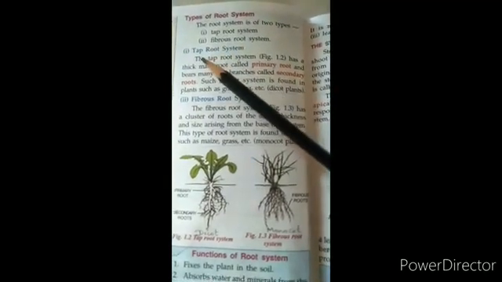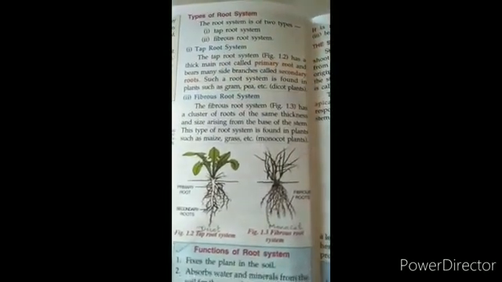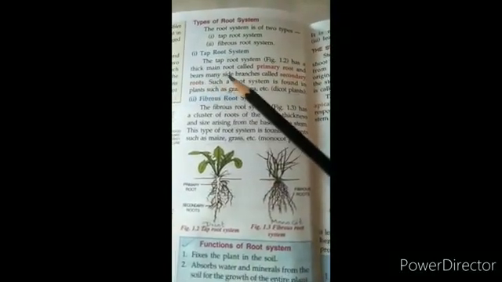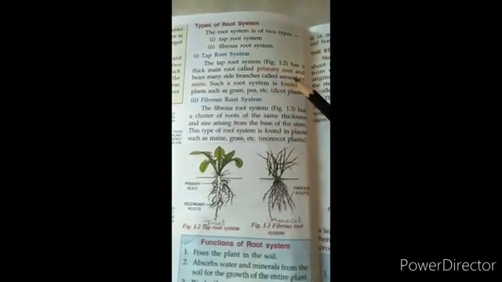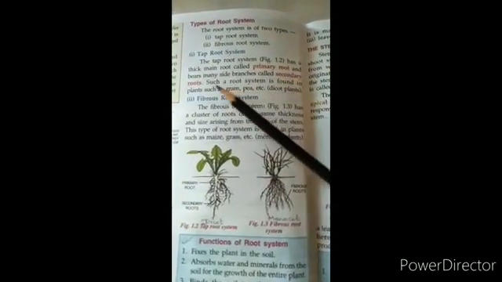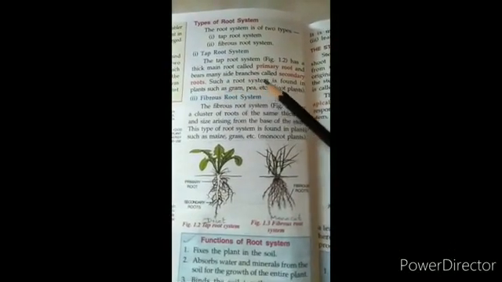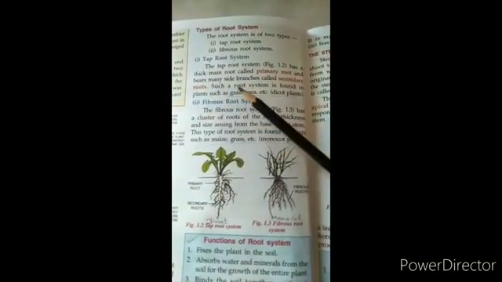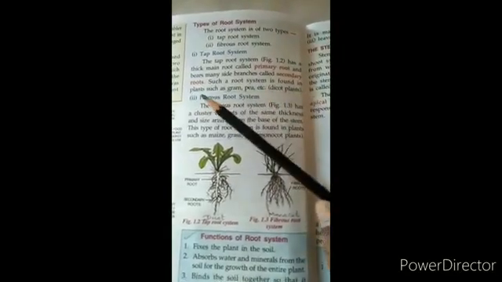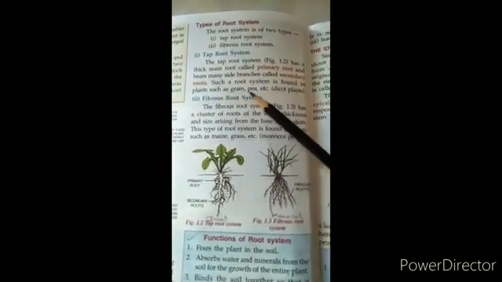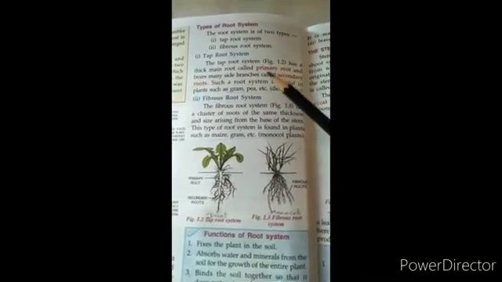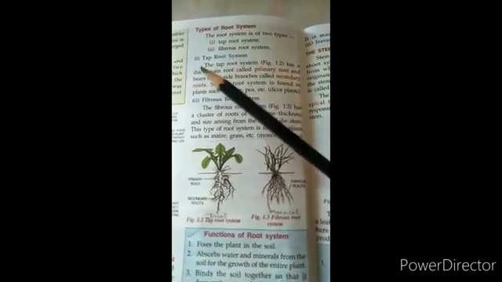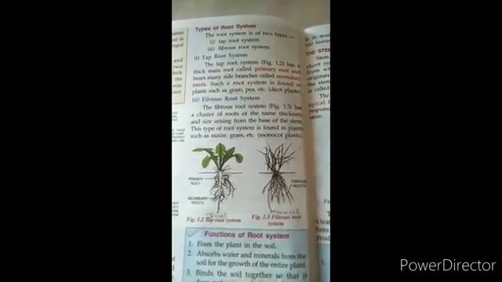First, let's have a look at what is tap root system. The tap root system has a thick main root called the primary root and bears many side branches known as secondary roots. Such a root system is found in plants such as gram, pea, etc., and these are found in dicot plants. That is, tap root system is found in dicot plants.